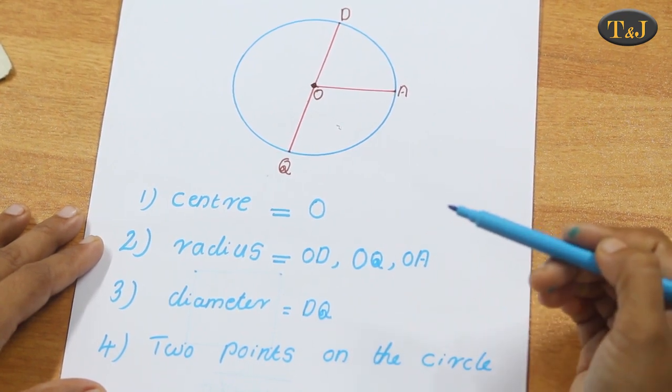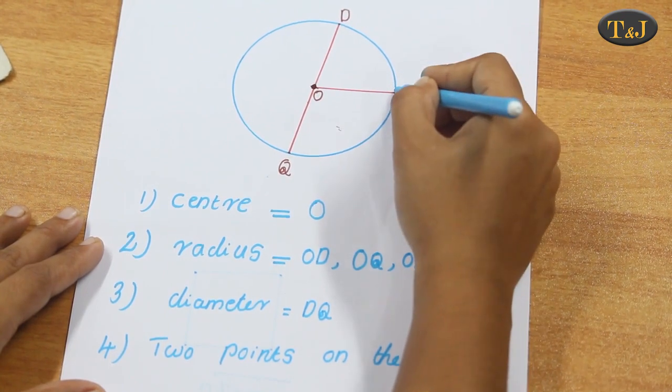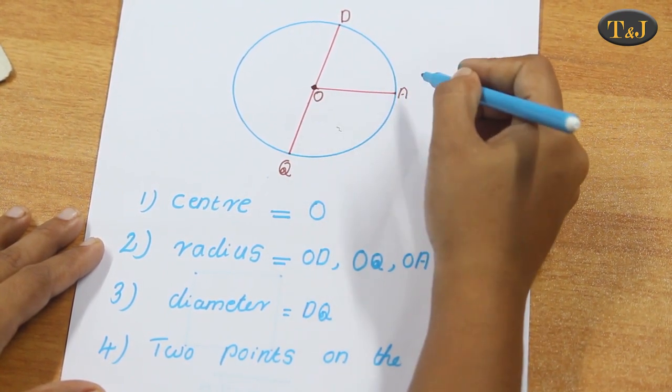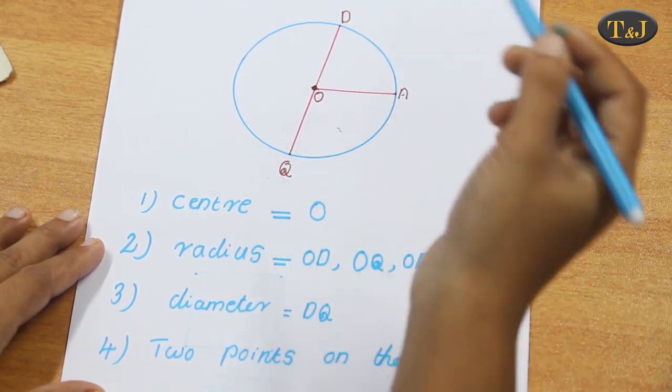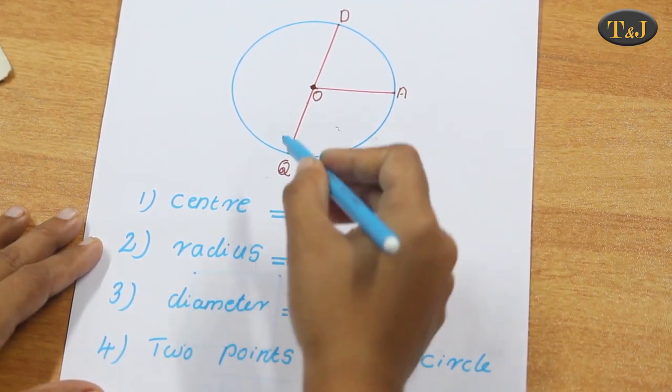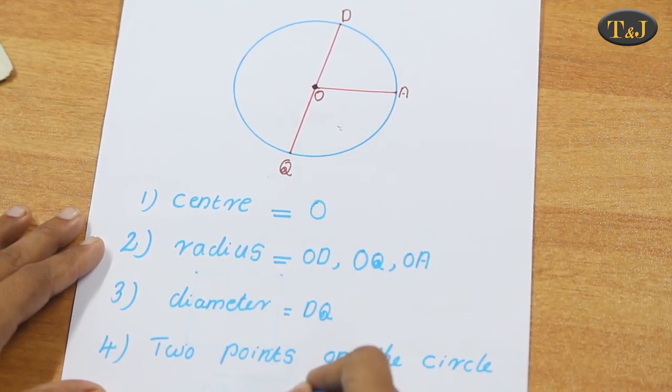Then our fourth question is write 2 points on the circle. On the circle means this portion. There are 3 points actually on the circle, that is point A, point D and point Q. Here we want only 2 points. So we write, selecting only 2 points, point Q and point A.